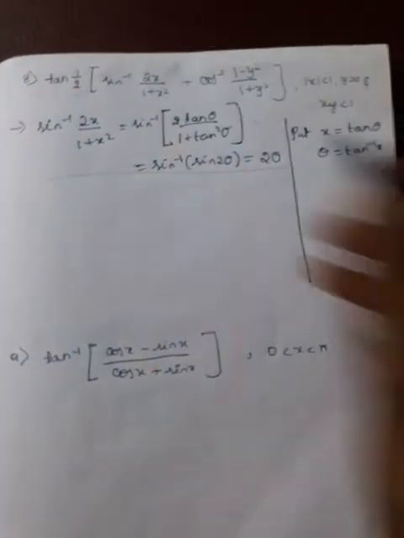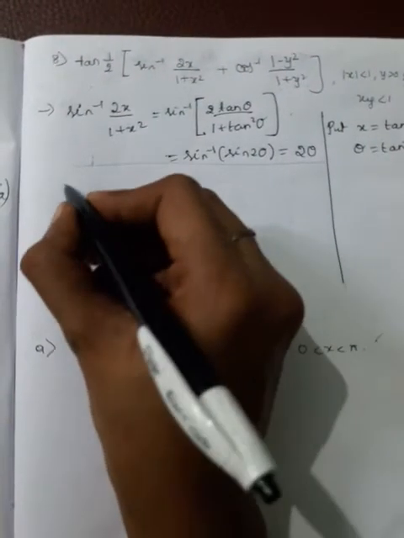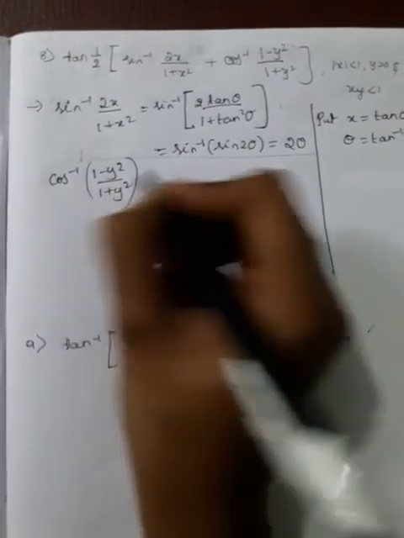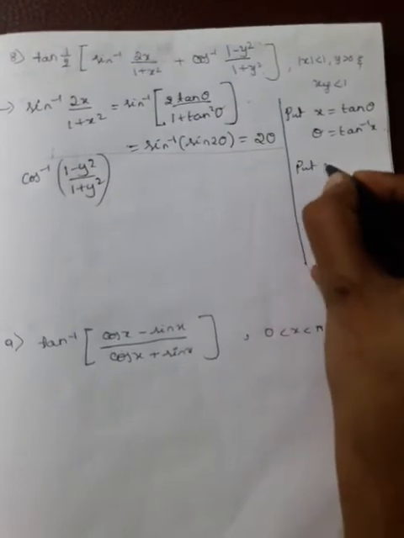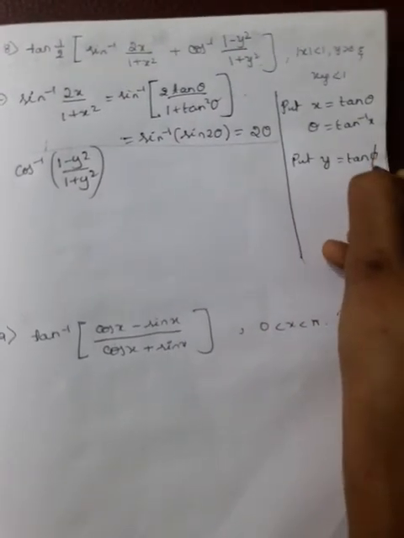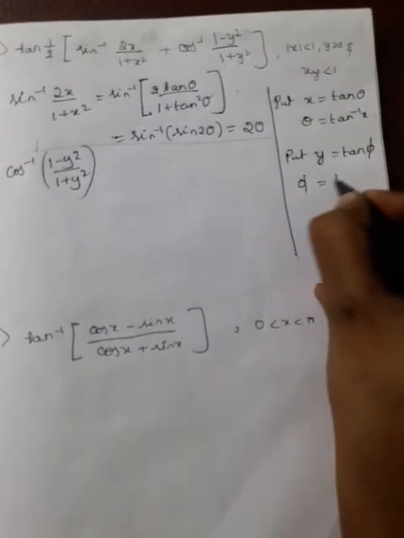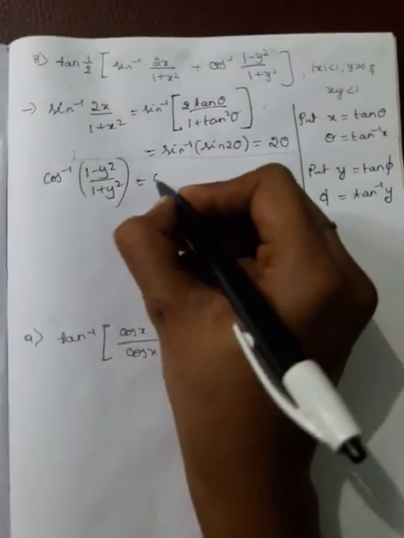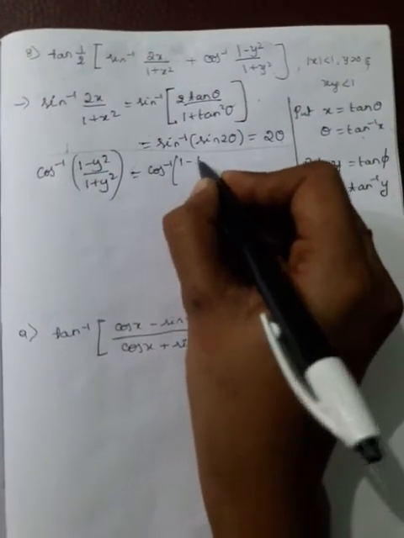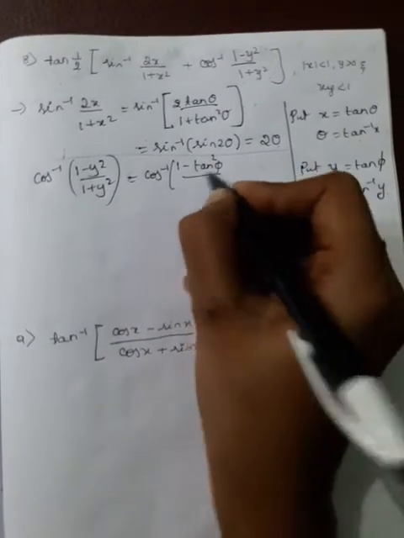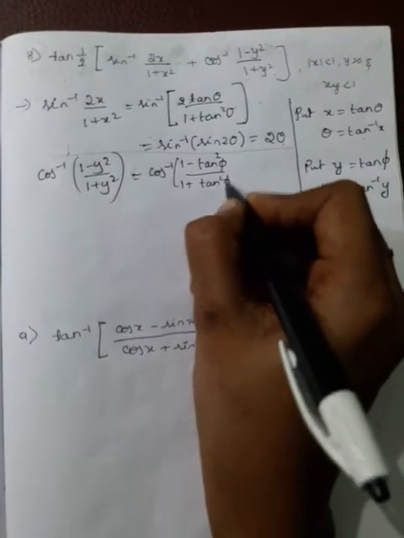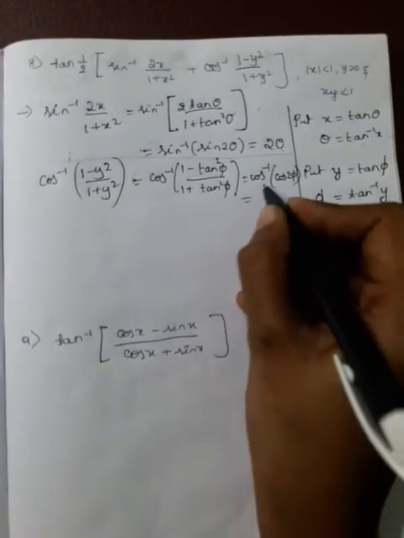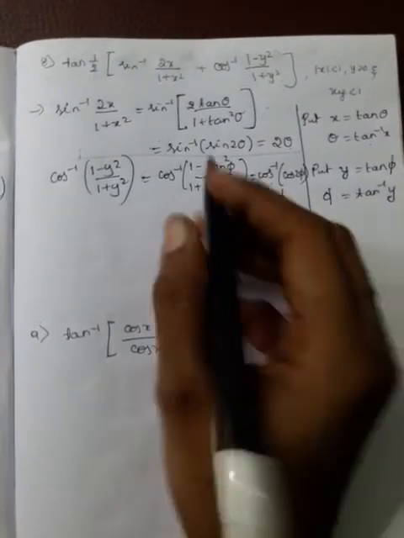This is one part. Next consider cos inverse of 1 minus y square divided by 1 plus y square. For this, put y equal to tan phi. Phi is one angle, that implies phi is equal to tan inverse of y. Here you have to substitute theta is equal to tan inverse x. This is equal to cos inverse of 1 minus tan square phi divided by 1 plus tan square phi. This formula is known. This is the formula of cos 2 phi. Cos inverse of cos 2 phi is equal to 2 phi. Now substitute here.